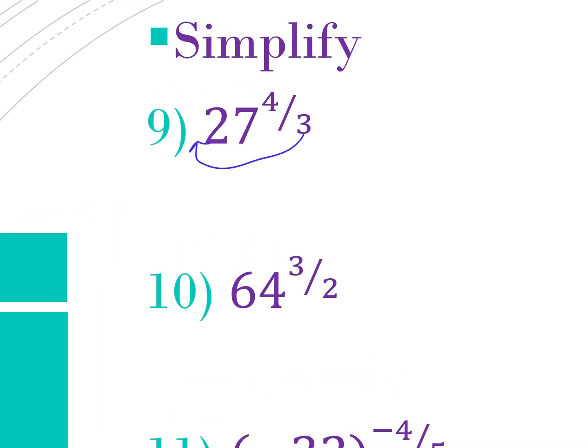This 3, remember, is going to become your index. So it's the cube root of 27 to the 4th power. What number times itself 3 times gives me 27? 3. Then I have 3 to the 4th power, which is perfect.